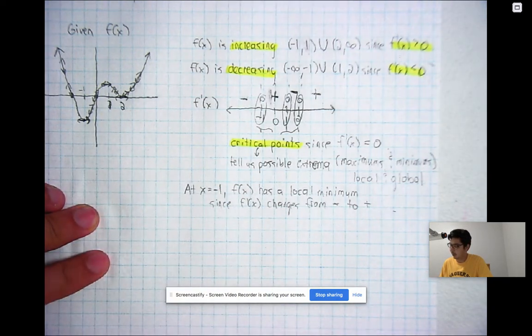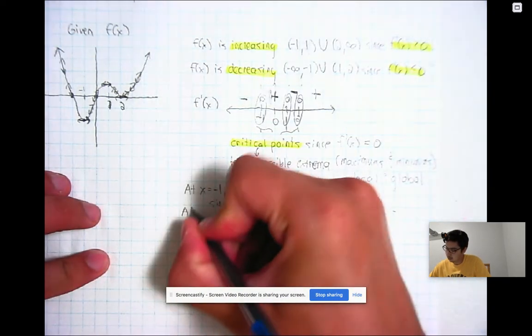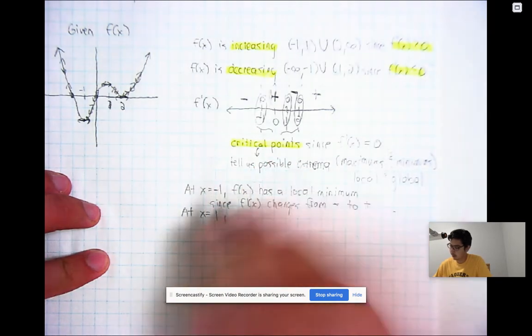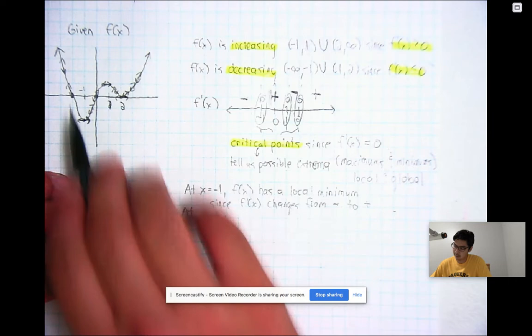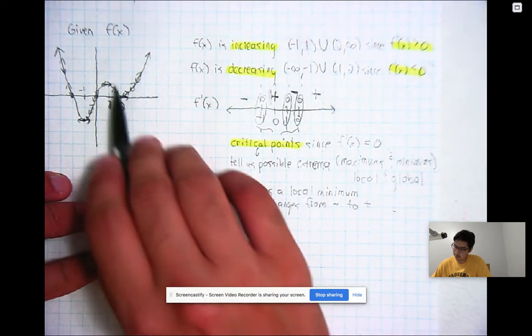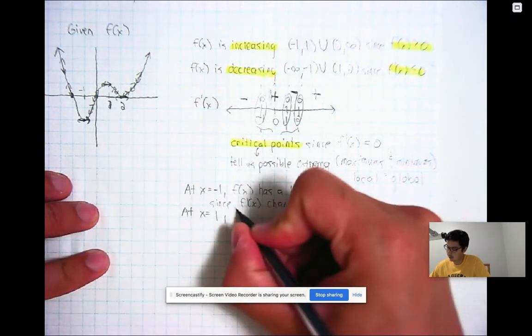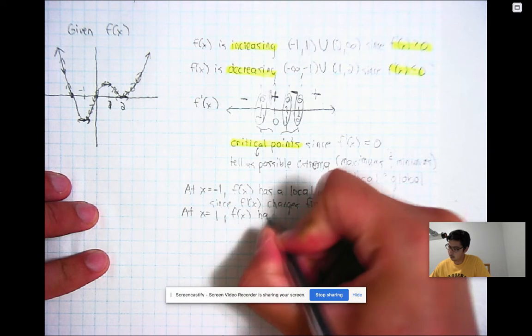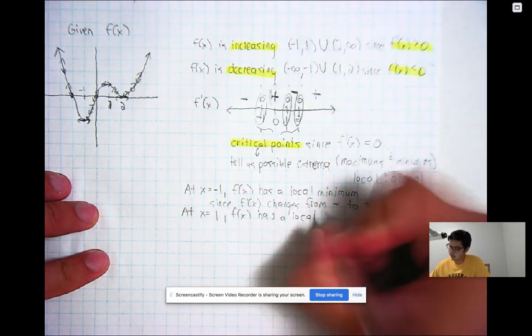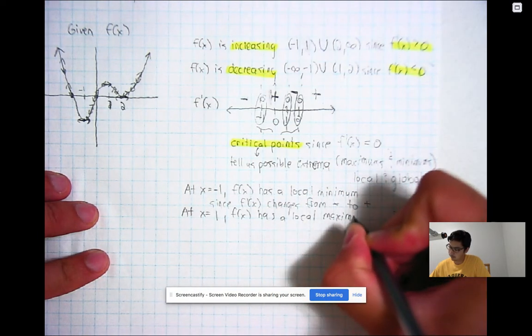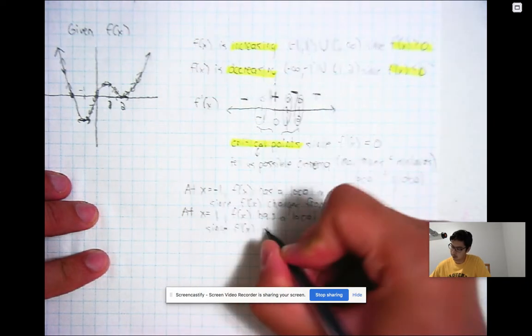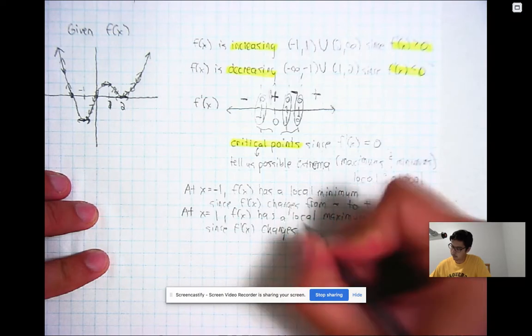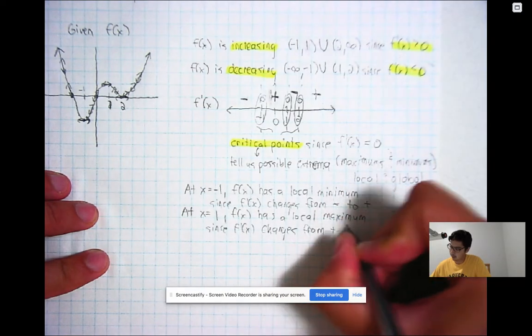Right? At x equals 1, we look at our next critical point, it's changing from positive to negative. And if you look at f of x, when it changes from positive to negative, that creates a local maximum, since f prime of x changes from positive to negative.